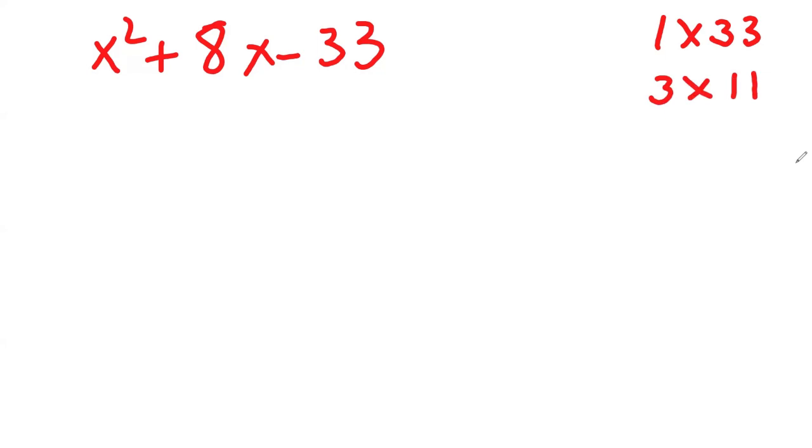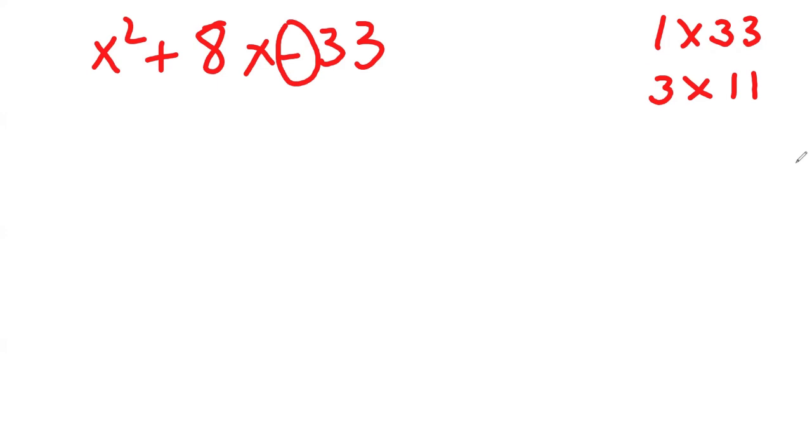What about next? 4, 5, 6, 7, 8, 9, 10. So this is the choice, 1 multiplied by 33 and 3 multiplied by 11. Now, minus is the sign. What is it showing to us? It means that you have to subtract the two factors to get the middle term. What is the middle term? It's 8, right? So what is the correct choice?